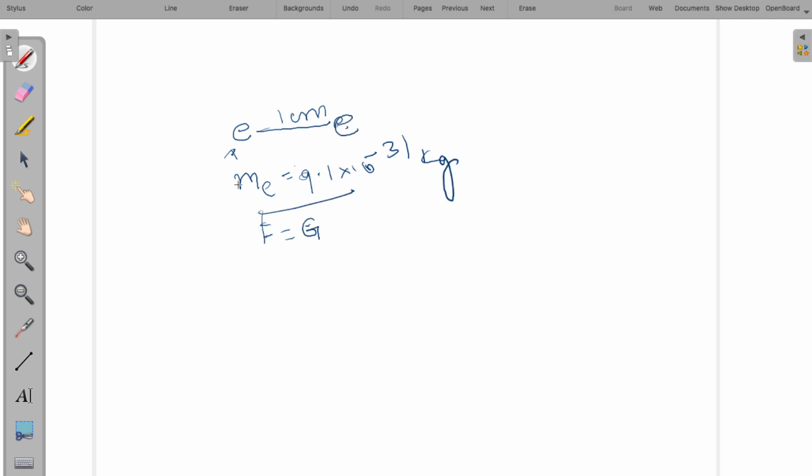So according to Newton's law of gravitation, if we place two bodies having mass m1 and m2 separated by a distance r, what is the gravitational force of attraction?